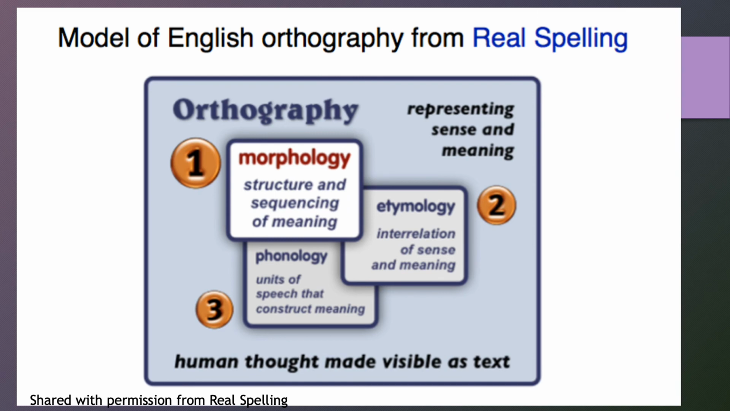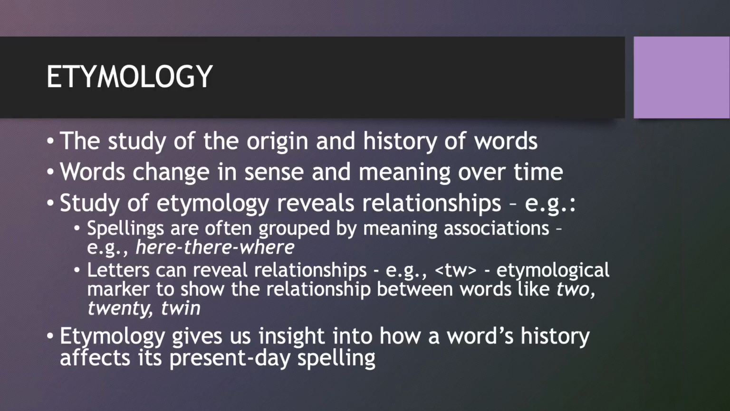In this model of English orthography from Real Spelling, you'll see that there's one more component, and that's etymology. The model shows that morphology, phonology, and etymology are all interwoven components within English orthography. I've said that spelling represents morphemes and phonemes, and it also preserves historical information and shows the interrelation of meaning between words.